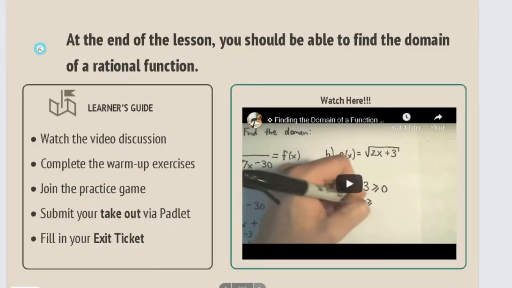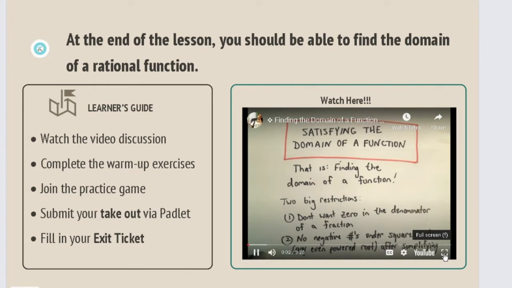At the beginning of my first slide, they can see the learning objectives of this micro lesson. At the end of the lesson, you should be able to find the domain of a rational function. To the left side, here is the learner's guide. They are expected to watch the video discussion, complete the warm-up exercises, join the practice game, submit their takeouts using Padlet, and fill in their exit tickets. We'll click the YouTube link beside.